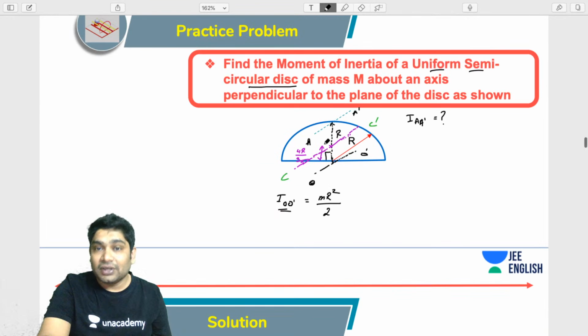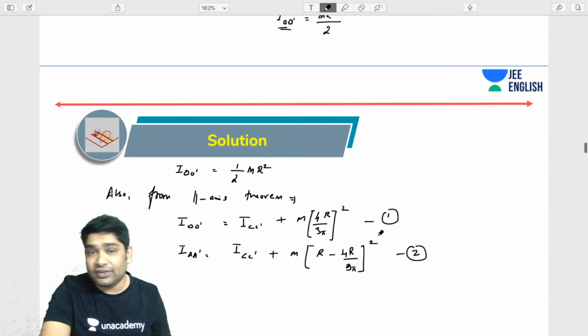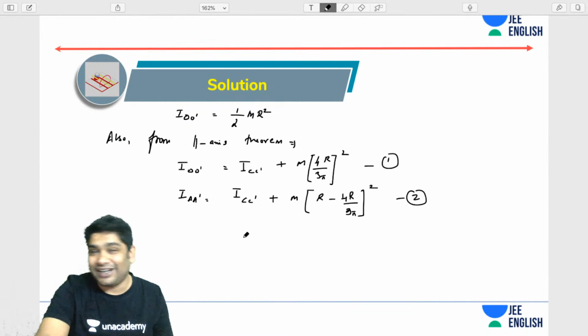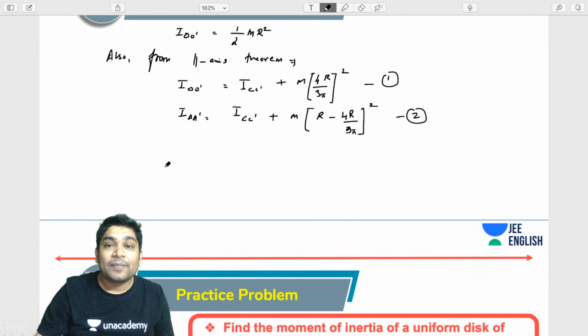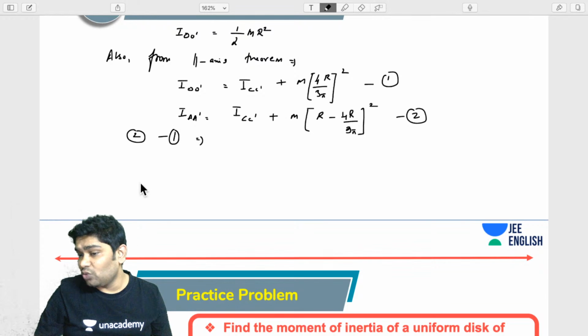Correct? Because this total length was r, this was already 4r by 3 pi, so this would be r minus 4r by 3 pi, correct? And that is the perpendicular distance between these two axes. Now all I need to do is subtract these two, okay? So equation 2 minus equation 1, let's see what we get.